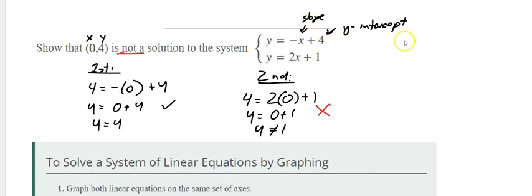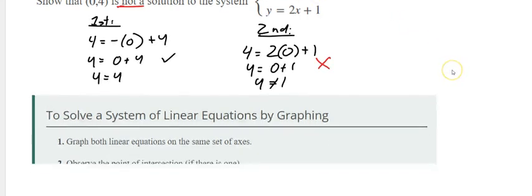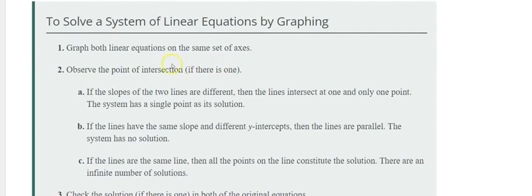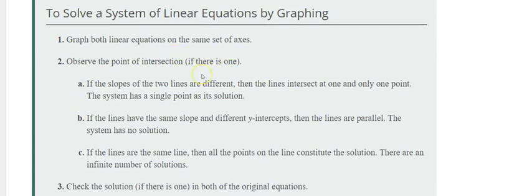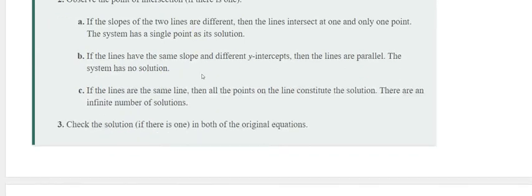Okay, and there we go. Sorry, 0, 4, not just 0, negative 4. My bad. Observe the point of intersection if there is one. We'll see that, I'll show you on a graph here shortly. If the slope has two lines that are different, then the lines intersect at one and only one point. This system has a single solution.